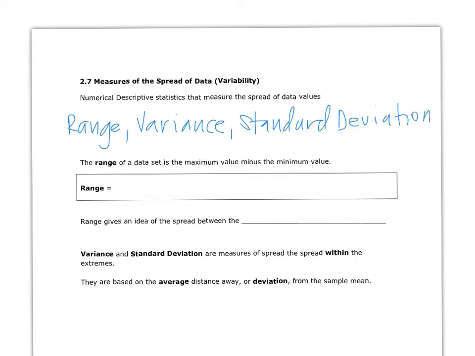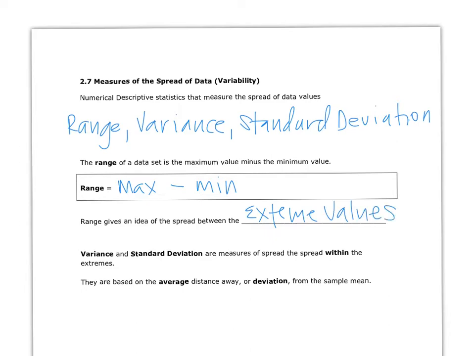All right, so to start off with range, it's kind of a quick and dirty way to look at the spread of data. It is the maximum value in the data set minus the minimum value. Now, you can see it only uses two values to calculate it, so it's only giving you an idea of the spread between the extreme values, so the smallest and the largest.